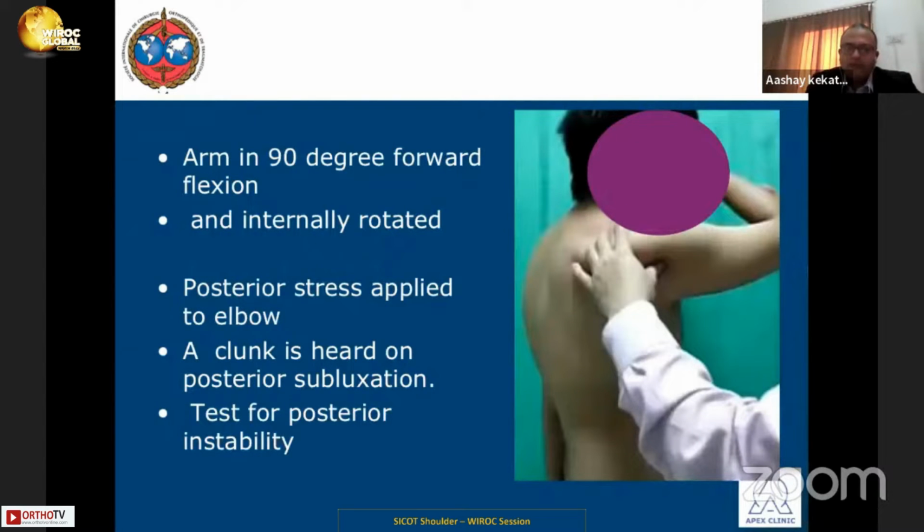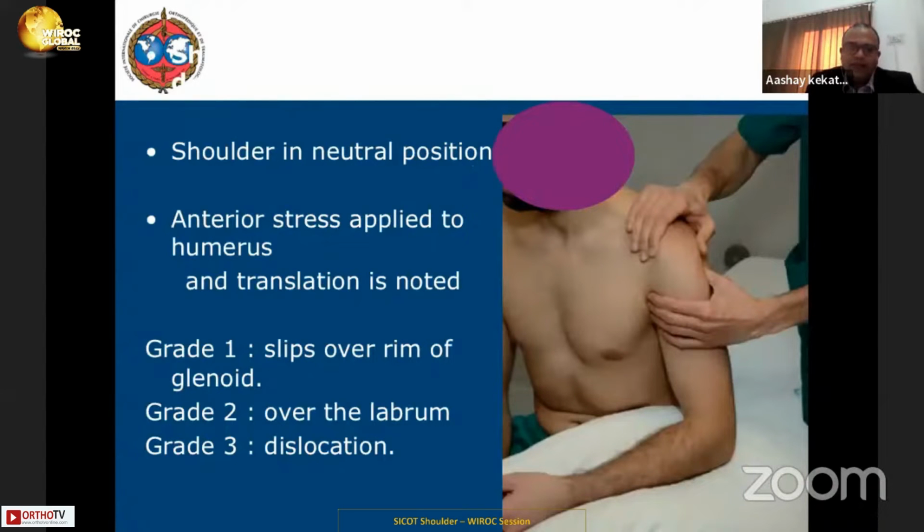Arm in 90-degree forward flexion and internal rotation, we check for posterior subluxation and test for instability. Similarly for anterior instability, and we grade it as grade 1, 2, and 3.